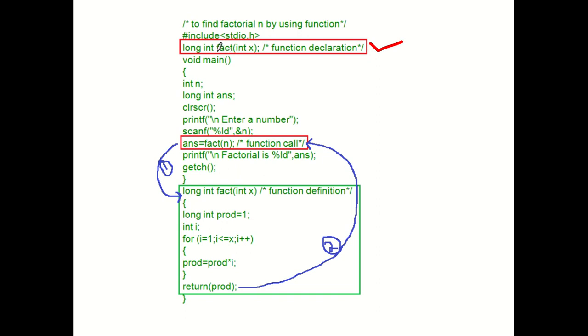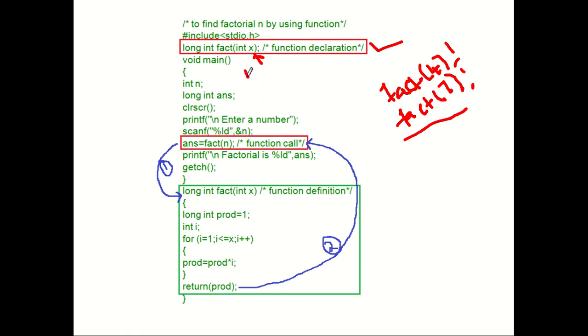The prototype will be having the return type. The return type of this factorial function is long int, and it will take one parameter. Say I want to find factorial of 4, say fact of 4, right? Say I want to find fact of 7, like this. Whenever I say I want to find fact of 7, the result will be returned.